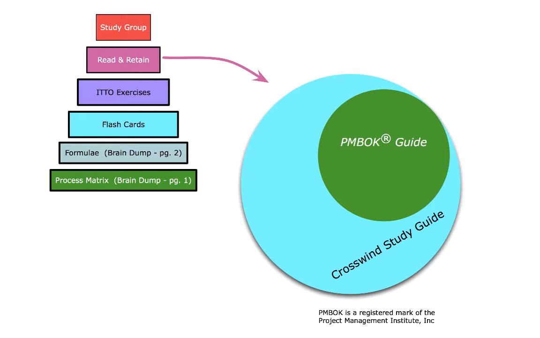And then it also has 30 practice questions at the end of each chapter, each knowledge area, which on average are well written and representative of what you'll find on the exam. It's hard to find really good practice questions, but these in the Crosswind Study Guide tend to be very good.